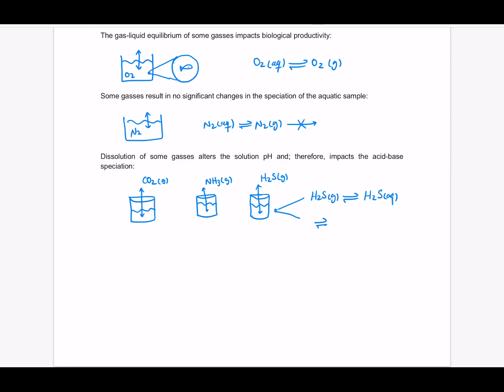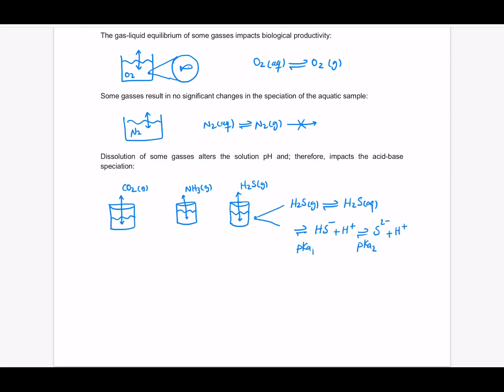I mean, it will be dissociated according to the following acid-base reaction, but depending on the pH, we have different progress of the reaction. So this is a weak acid, HS- plus H+, pKa1, and then this could also undergo to S2- plus H+, pKa2. So as you see, these reactions are basically triggered by the exposure to the gas phase.